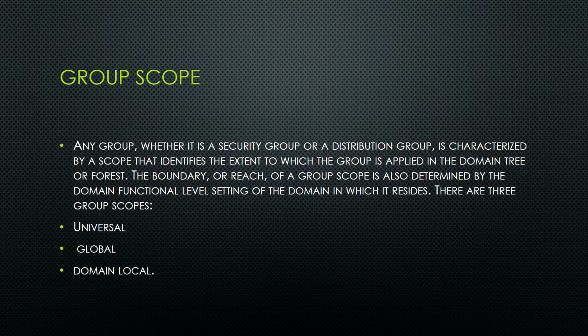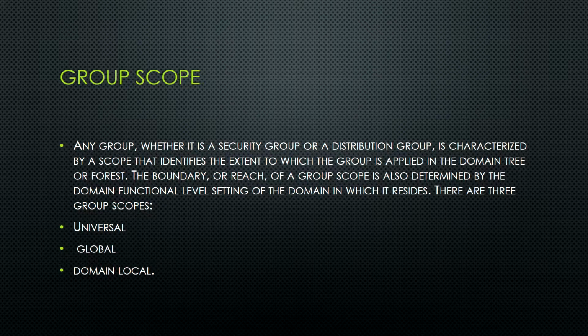Now, we have three group types in Active Directory. Actually, there is a fourth one, which is the local group, but that one has to do with the normal computer. In the domain environment, we have the universal group, the global group, and the domain local group. Any group, whether it is a security group or a distribution group, is characterized by a scope that identifies the extent to which the group is applied in the domain tree or forest. Depending on how far you want the group to extend, a group can either be a universal group, a domain local group, or a global group.